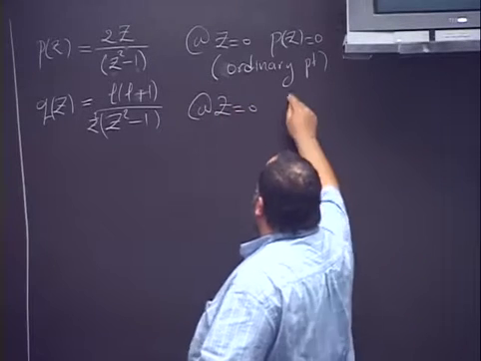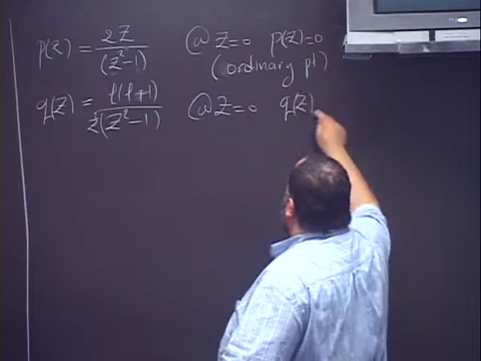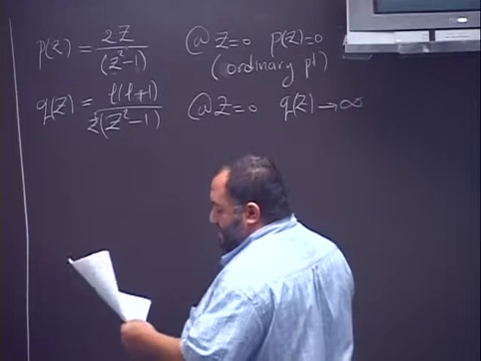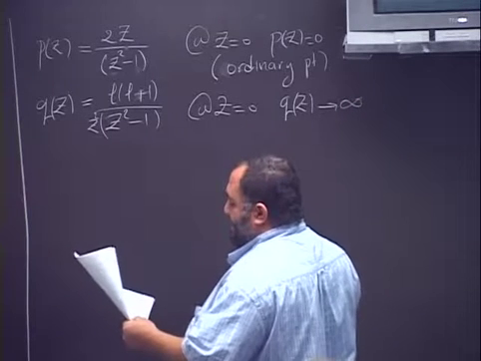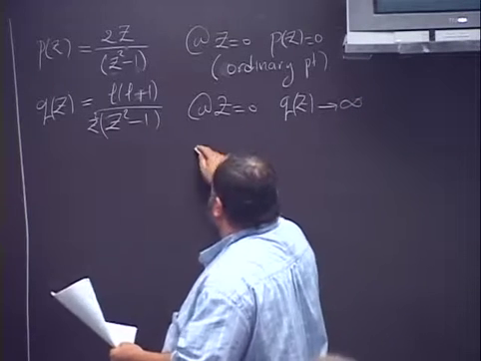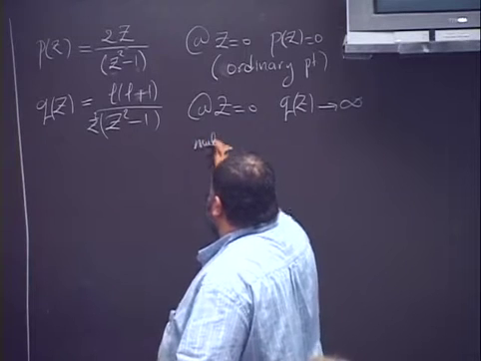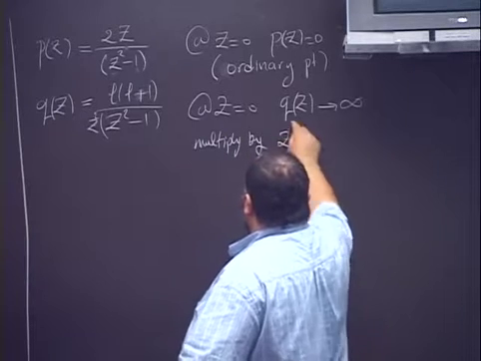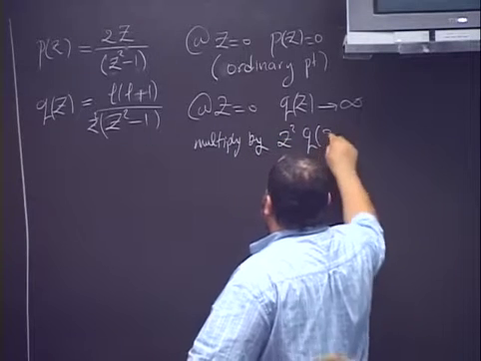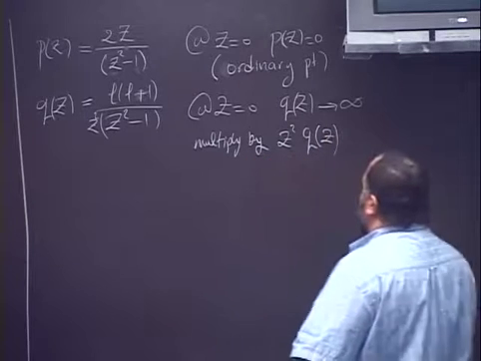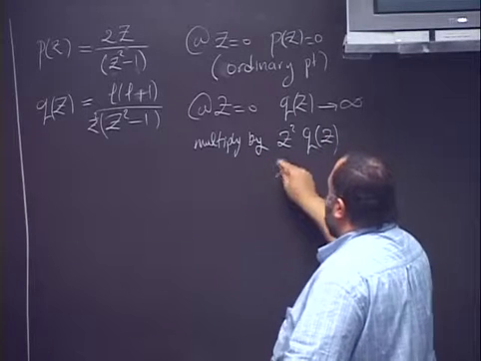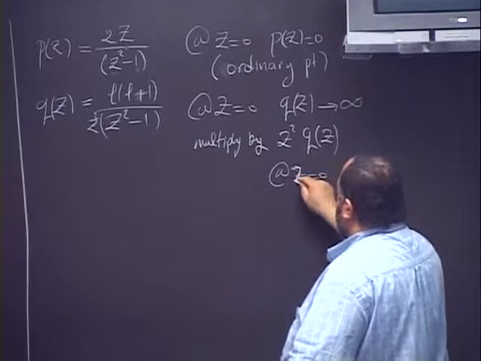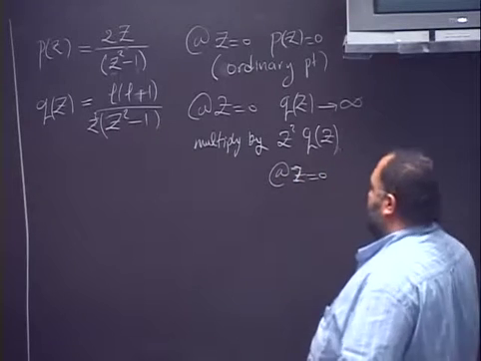At z equal to 0, Q of 0 blows up. Yes? But if we multiply by z squared, the function Q of z, at z equal to 0, this will give us what? 0. Why?